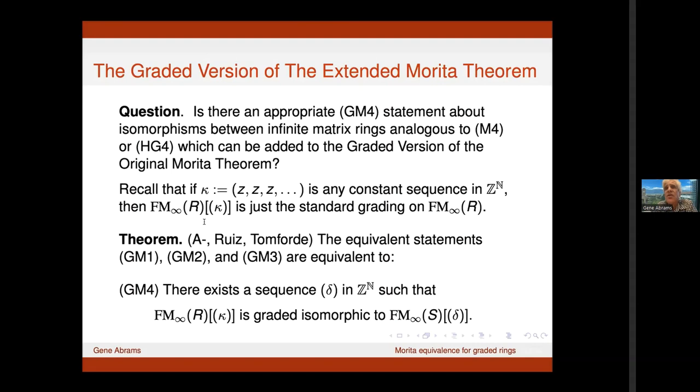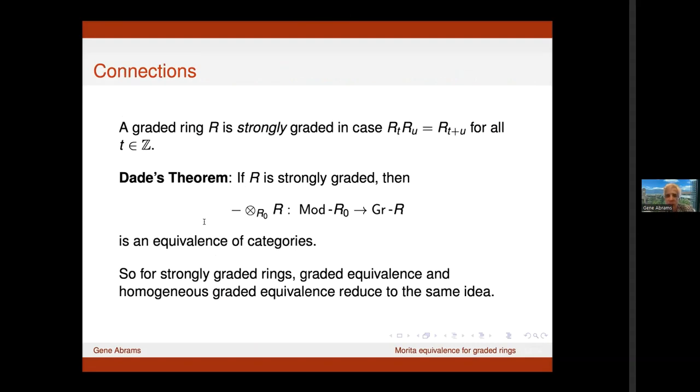So let me at least conclude with the algebra piece by making an observation. If you're in a situation where the ring that you happen to have is strongly graded, which means that you don't just have containment when you multiply, but you actually have equality between R_T times R_U and R_{T+U}, then this is a classic theorem of Dade from the late 60s, early 70s, I think, that in the strongly graded case, the tensor functor from the zero component to the graded modules is an equivalence of categories. So when we're talking about strongly graded rings, the notions of graded equivalence and homogeneous graded equivalence turn out to reduce to the same idea.